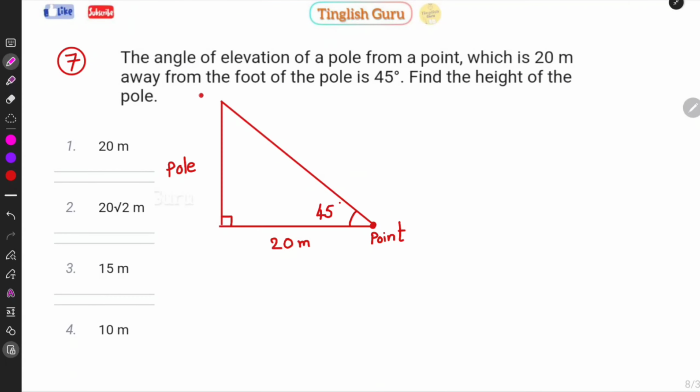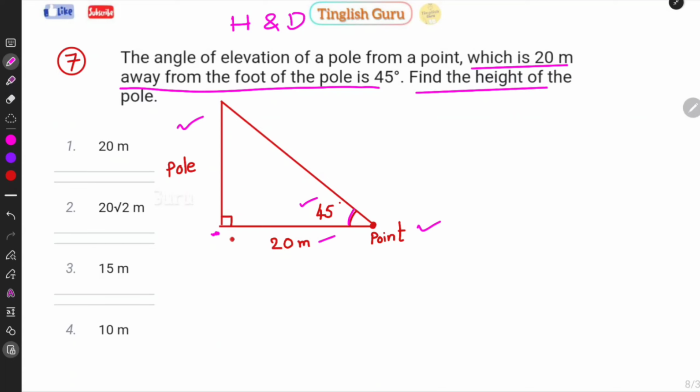This bit is related to the right angle triangle, the heights and distance model. The angle of elevation of a pole from a point, see, this is the pole and this is the point, which is 20 meters away from the foot of the pole. So this is the foot of the pole. The distance between the foot of the pole and the point is 20 meters, and the angle of elevation is given as 45 degrees. Then find the height of the pole.